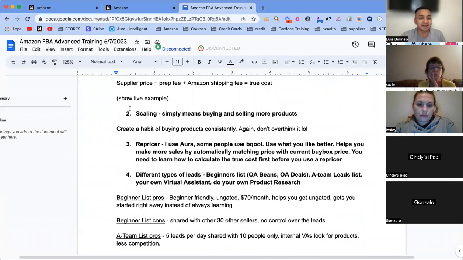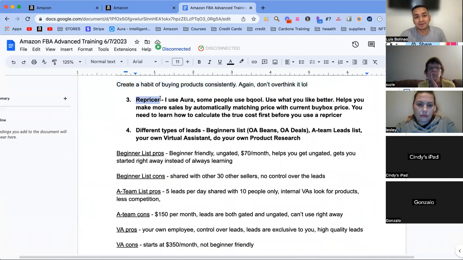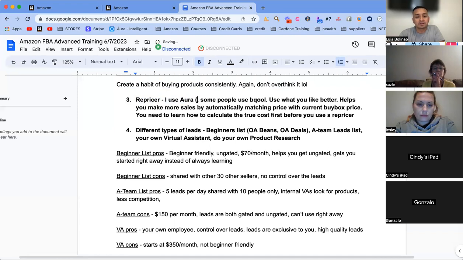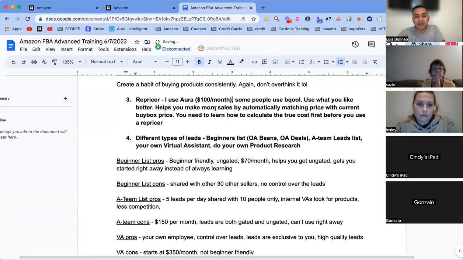So again, scaling just means buying and selling more products. Repricers. I would use a repricer once you have at least 30 products on your Amazon store, because you can't manually reprice them one by one. I mean you can, but it takes time. I personally use Aura, which is $100 a month. I know it's another cost, but it saves you a lot of time. I think it also makes you more sales because you're repricing your products every day, 24/7, to win the buy box price.